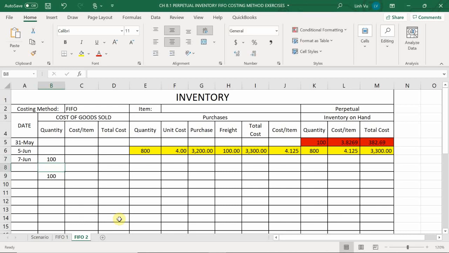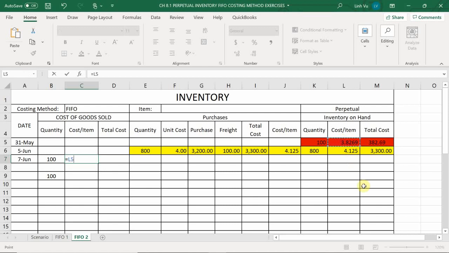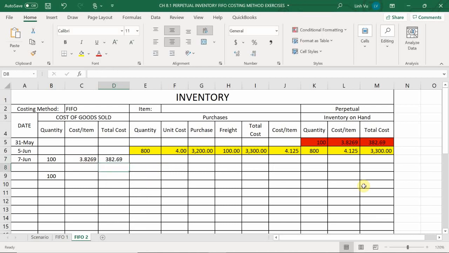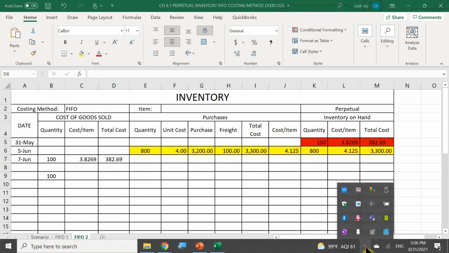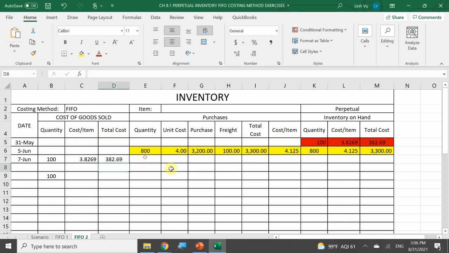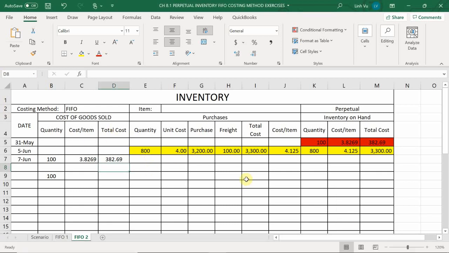The first 100, which we know is the $3.8269. Let's go ahead and just throw this number in there, and round it, which we know to be $382.69. I'm going to go ahead and eliminate that out from my red batch here.